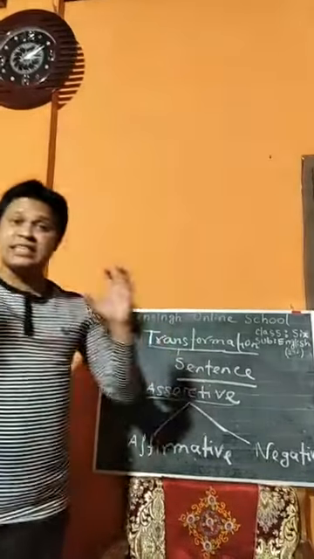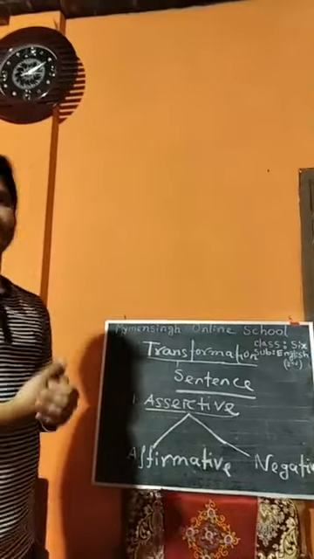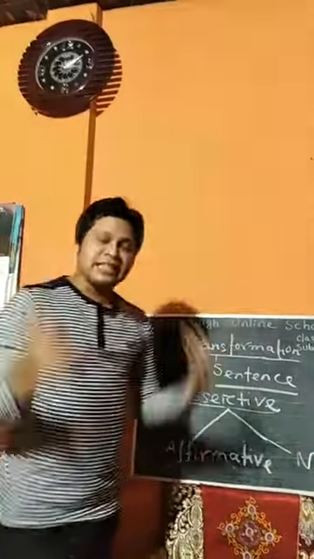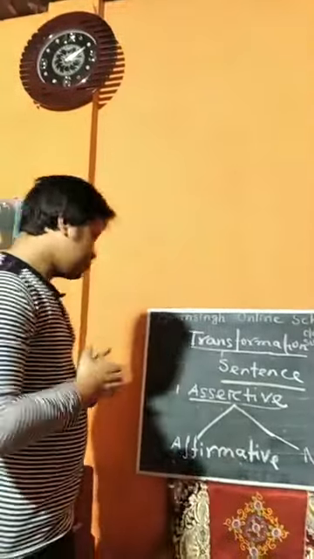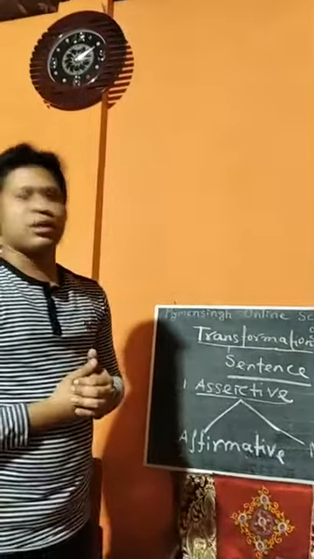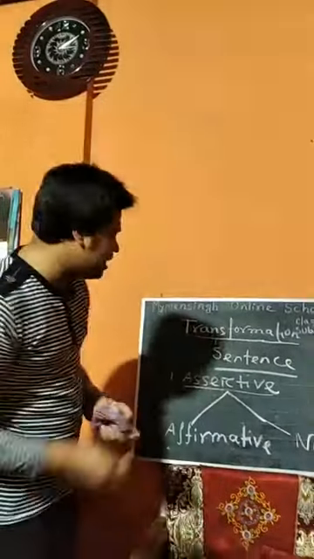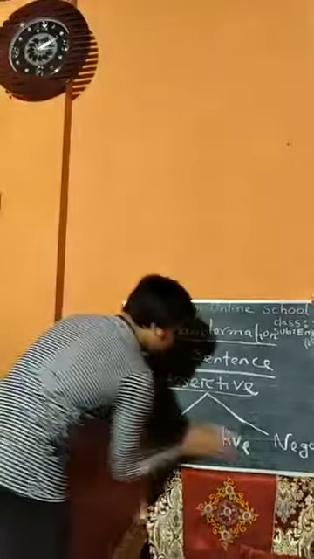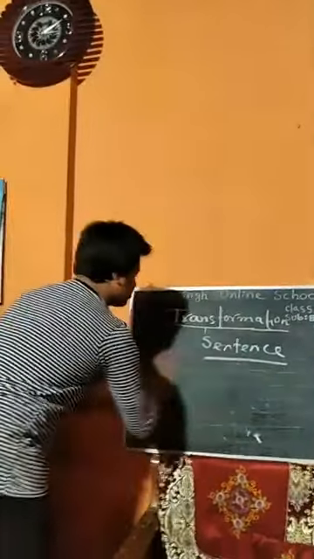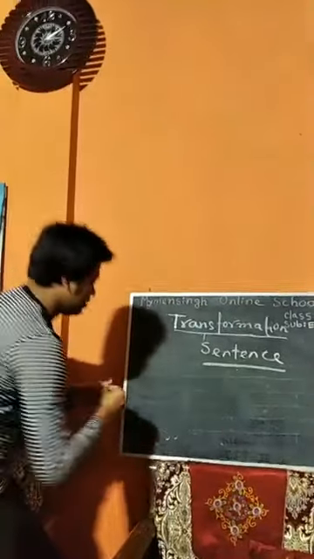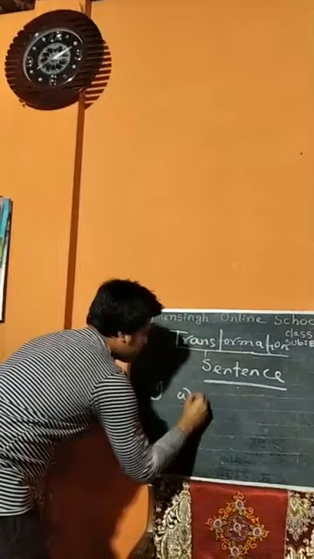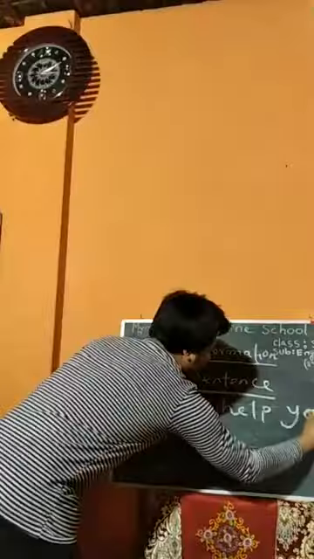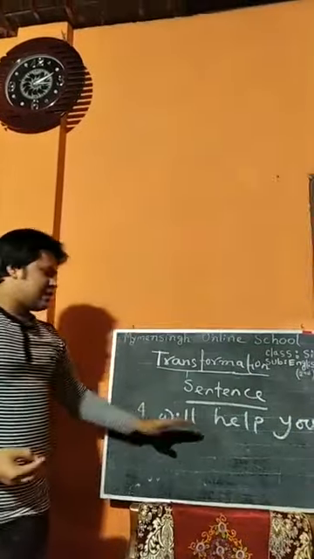Affirmative sentence is that sentence which affirms something or someone. Negative sentence is that sentence which denies something or someone. Perhaps you have understood. Now I'll give you an example of an affirmative sentence and a negative sentence. Sentence: I will help you.